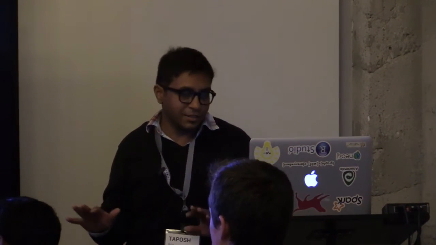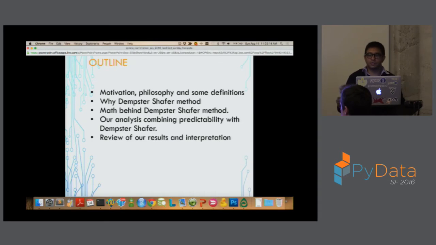I'm going to go through an outline of this thing. I'm going to talk about the motivation, the philosophy, provide you some definitions. This talk was supposed to be for a novice level, so I'm going to start with very basics. Some of you may be fairly advanced in this, I understand that, but we'll start with very basics. We'll go through a little complicated math. Austin is going to take us there. We'll go through some examples on the data sets that we have worked on, and we'll review our results and the next steps.